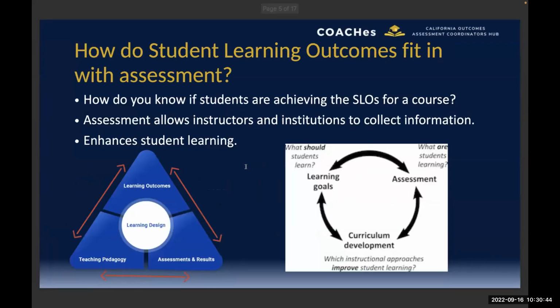Okay. So how do these student learning outcomes fit in with assessment? Well, how do you know if students are achieving the outcomes? And that is through assessment. We use direct and indirect assessments to know if students are achieving the outcomes. Assessments allow instructors and institutions to collect information. It helps guide curriculum again. It helps guide what we need as far as student services, ways that we're able to make improvements, and everything like that.